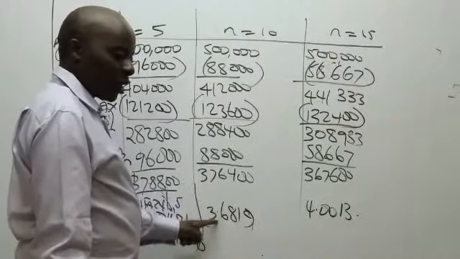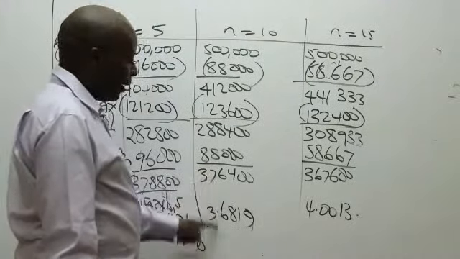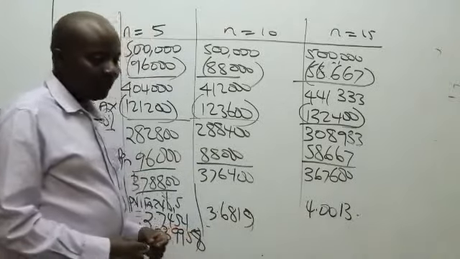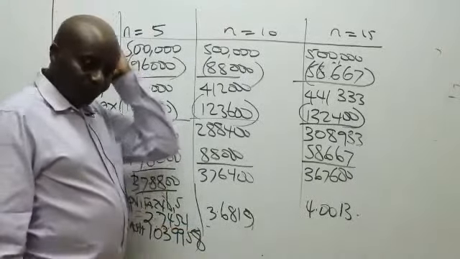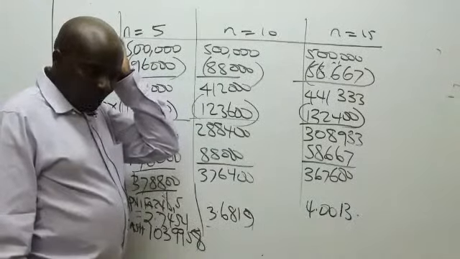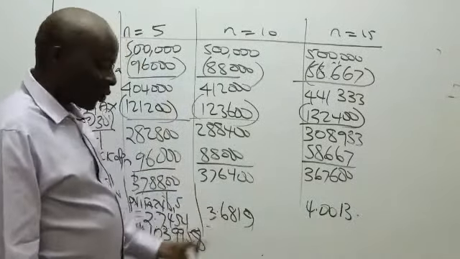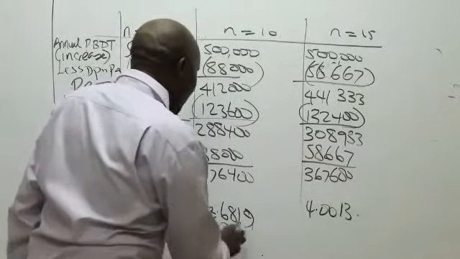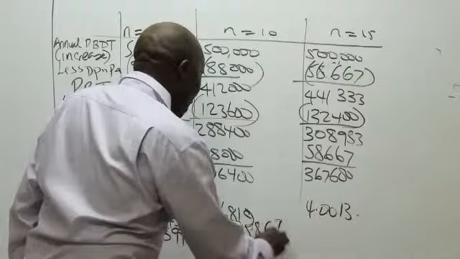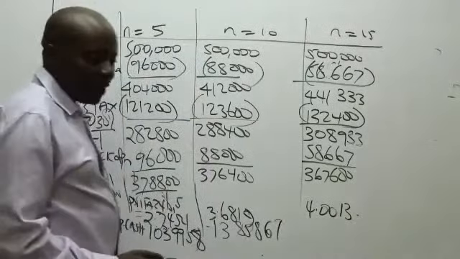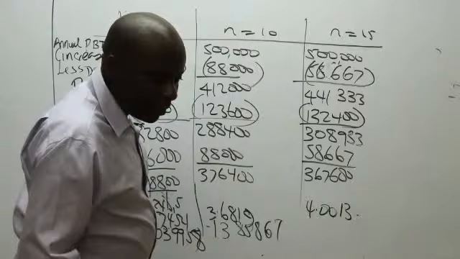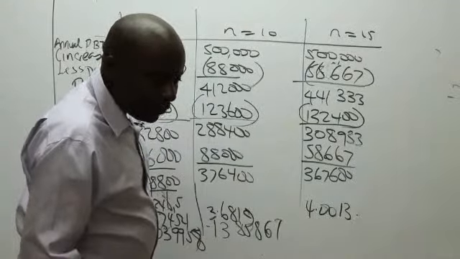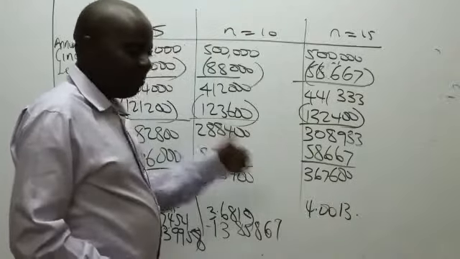This times this. Please give me a figure. Whole number. This times this gives me what figure? 1385.867. Yes, I picked it right.